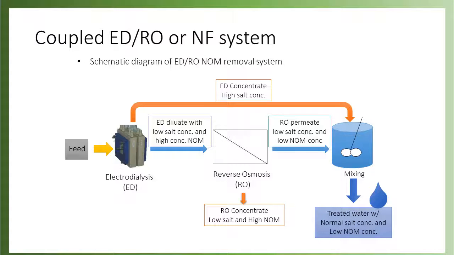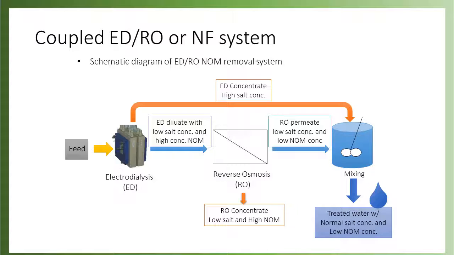So here's the schematic diagram of the ED, RO, NOM removal system. The feed goes to electrodialysis first, and then we get the ED diluate with low salt concentration and relatively higher concentration of the NOM. And then we feed this water, the diluate of the ED, to reverse osmosis. Then we get the RO permeate with low salt concentration and also low NOM concentration.